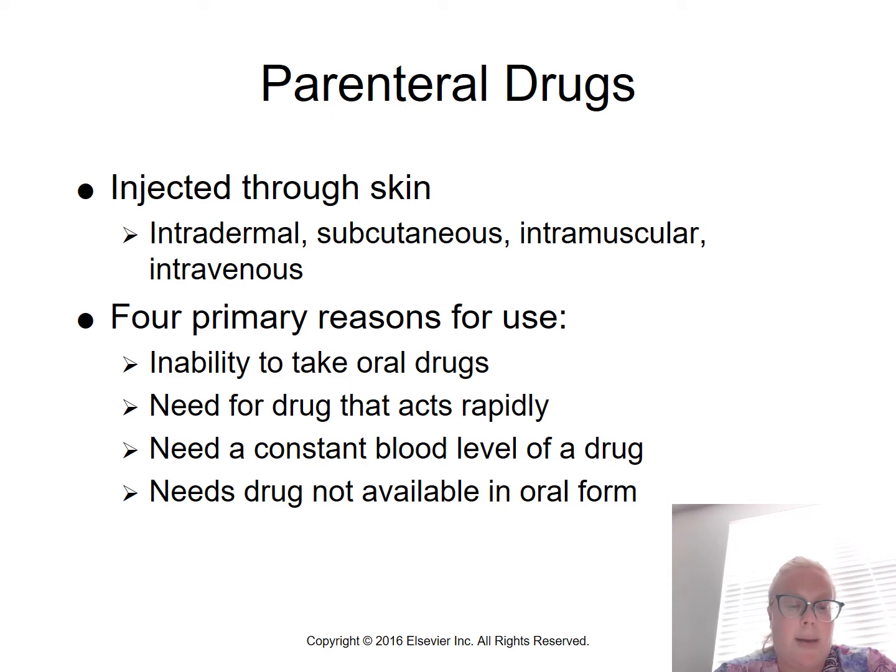Okay, now we're going to talk about parenteral medication. So, parenteral drugs are injected through the skin. These can either be intradermal, subcutaneous, intramuscular, or intravenous, and I mentioned these on Friday in theory. There's 4 primary reasons that we use parenteral drugs instead of PO drugs or another type of enteral medication. The patient may be unable to take oral medications. They may need, due to their medical condition, a drug that acts rapidly. They may need a constant blood level of a drug, and they may need a medication or a drug that's not available in oral form.